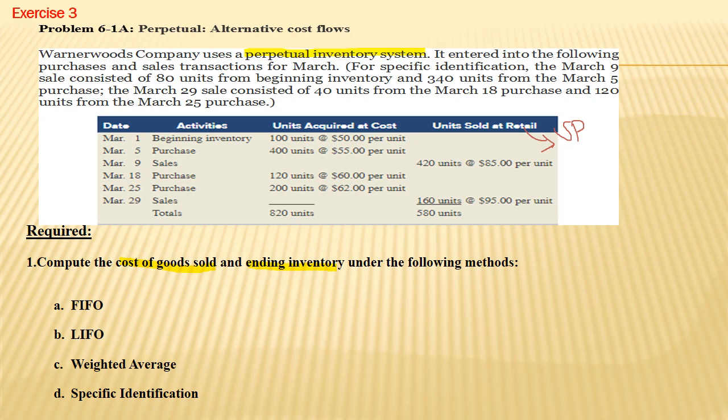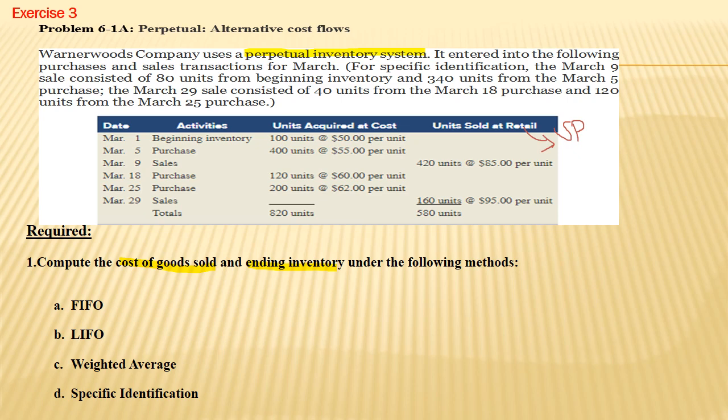Also, we have last in, first out, LIFO. This inventory costing method is applicable for products such as wine and perfume, in which the longer they stay, the better quality they will have. So the physical flow is applied to be LIFO, last in, first out.